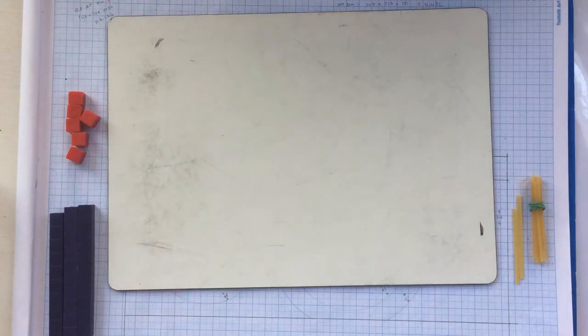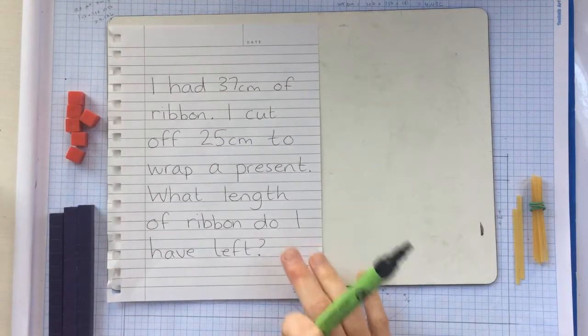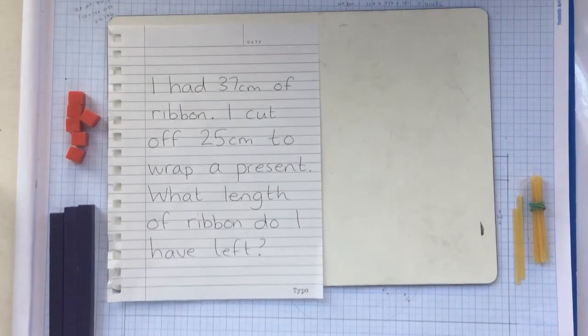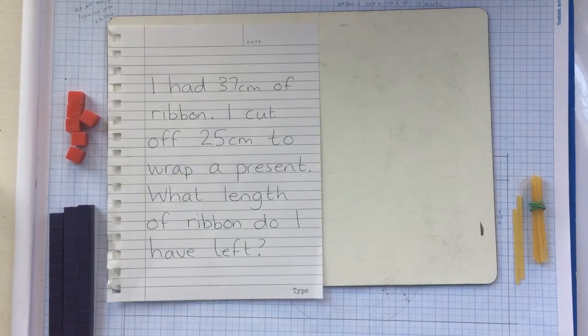Another thing that's really important is to include some word problems to help children with their subtraction. Now, this is just one example. I had 37 centimetres of ribbon. I cut off 25 centimetres to wrap a present. What length of ribbon do I have left?